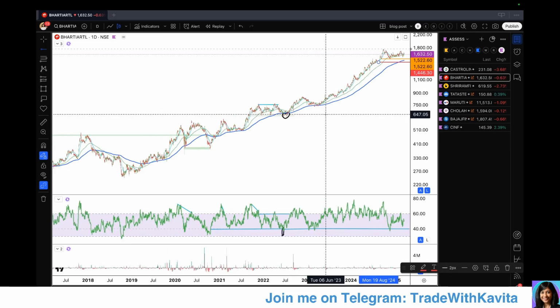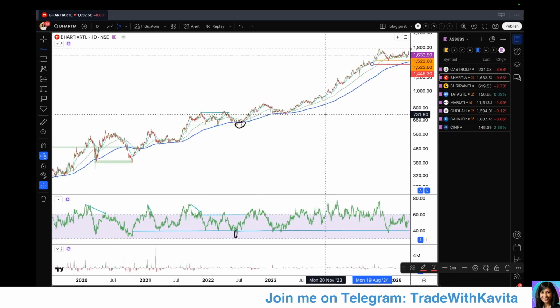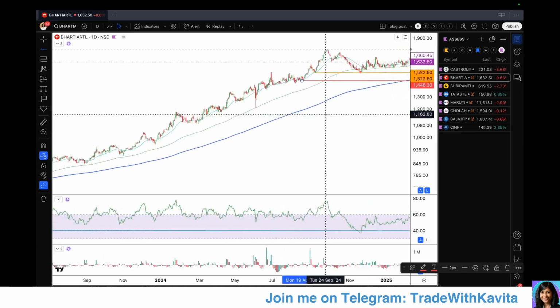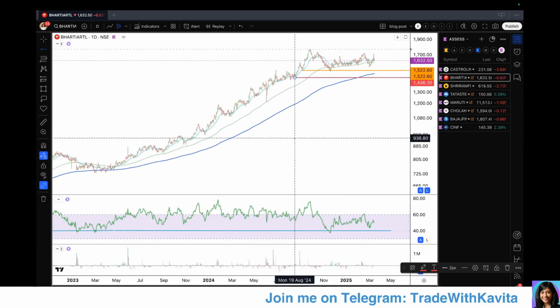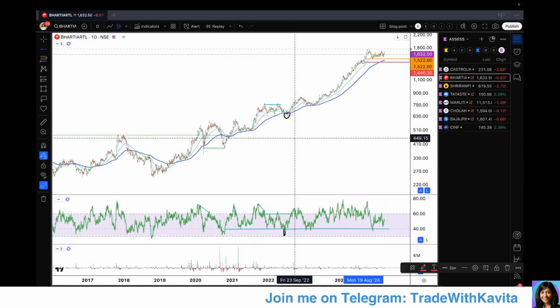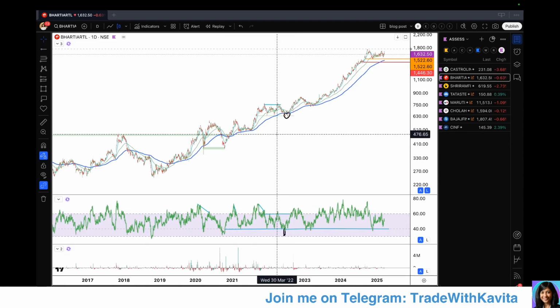Now, what about the target? How do we go about setting our target? I think for that purpose, I would like to use the trend line. How do I even draw a trend line on something that is so steep, right?